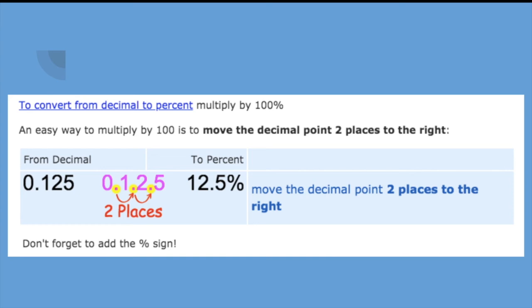Now, of course, there's an easy way to change a decimal number to percent. We just need to multiply it by 100%. An easy way to multiply by 100 is to move the decimal point 2 places to the right. For example, if we have 0.125 and we want to move the decimal places 2 places to the right, we go 1, 2. So the answer now would be 12.5%. So when we move the decimal point 2 places to the right, don't forget to add the percent sign.